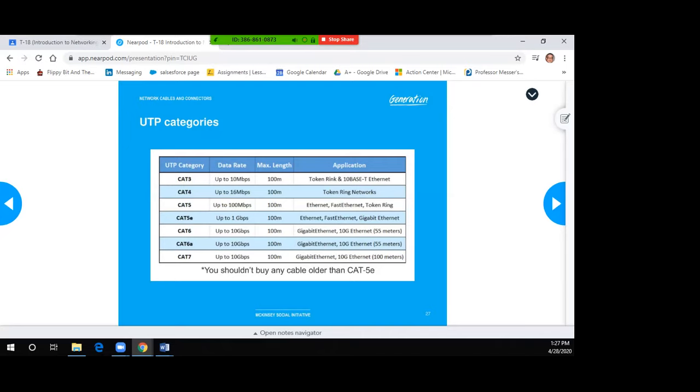Next here, you have the Cat 7. This one is fully integrated both for the actual gigabit Ethernet and the 10 gig at 100 meters without a problem. Any questions?